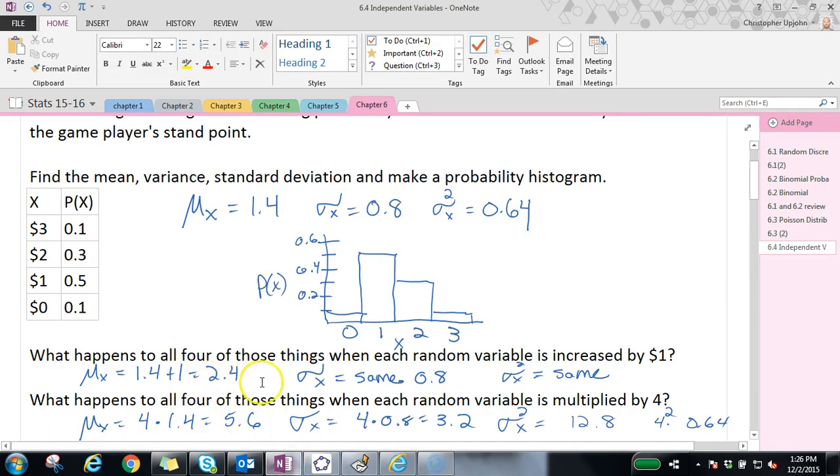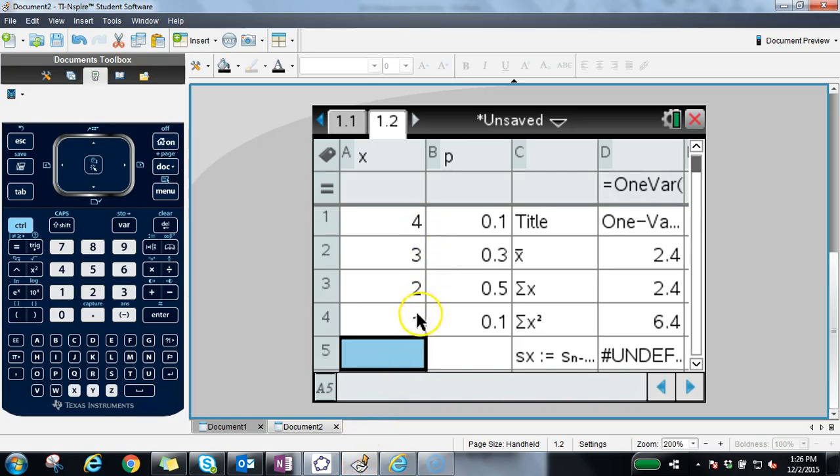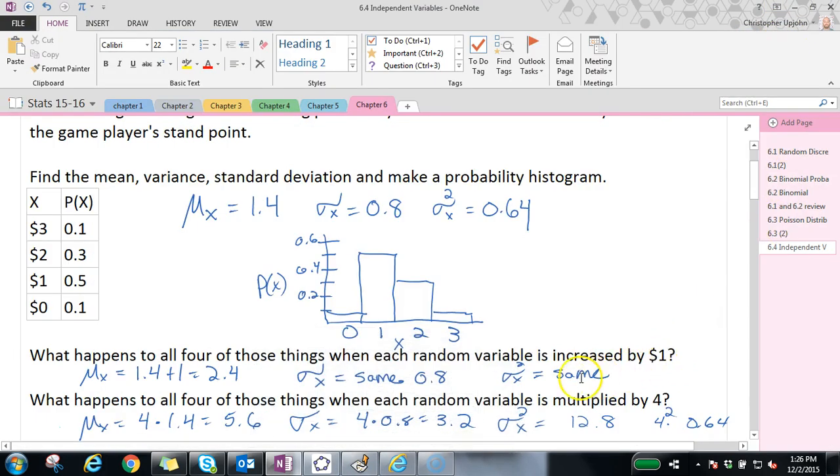So we added 1. Our standard deviation doesn't change, because our standard deviation measures how spread apart it is. Well, it's still the same spread. We have a range of 3 here. If we changed it to add 1 on each, it's still a spread of 3. So if you go down, same standard deviation. So we have the same variance as well.